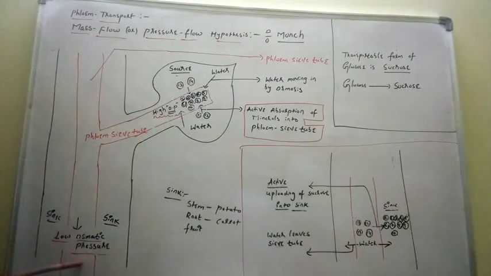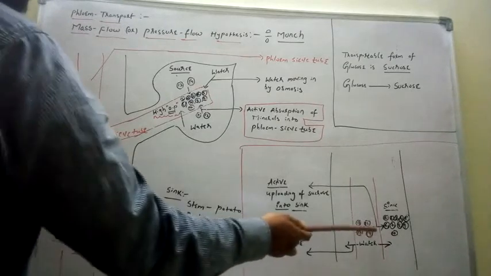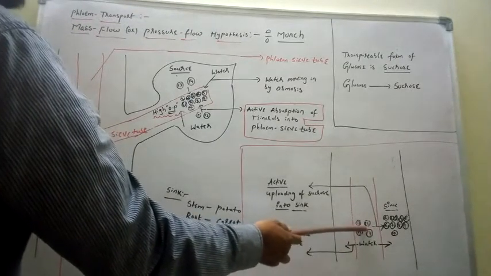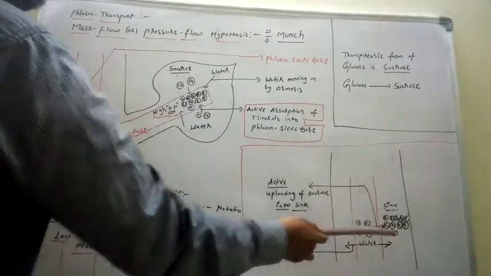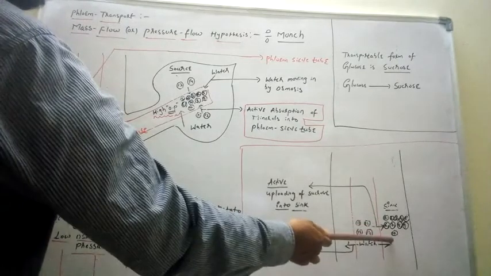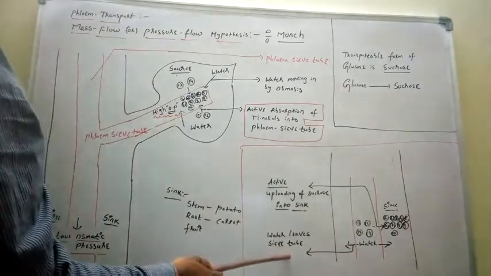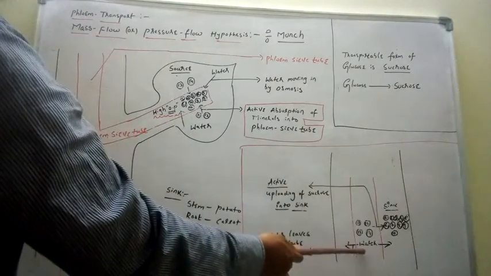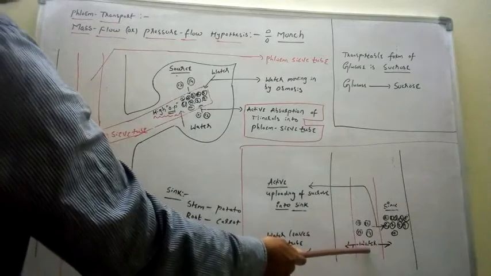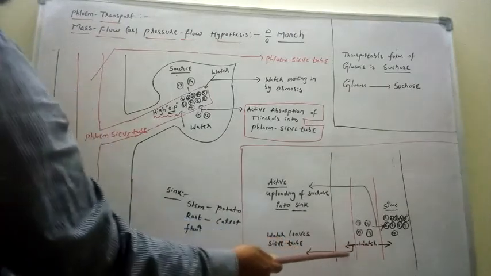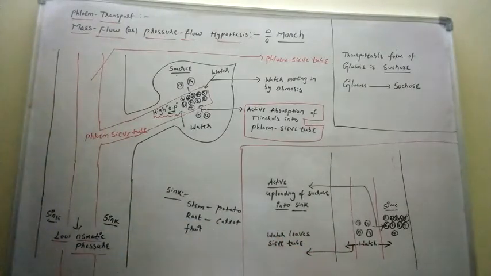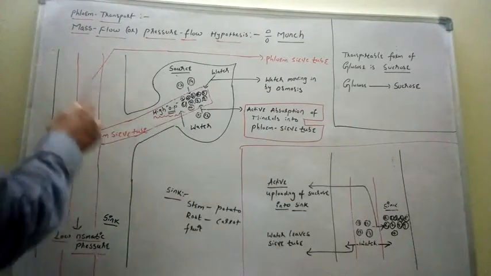So here water is there, solutes, that is sucrose, is also there. Now sucrose enters into the sink. The remaining is the water. Water also leaves the sieve tube. Why? Because there are no solutes. When there are no solutes, water potential is very high. So water always moves from a region of higher water potential to lower water potential. So this is the concept of mass flow or pressure flow hypothesis explained by Munch.